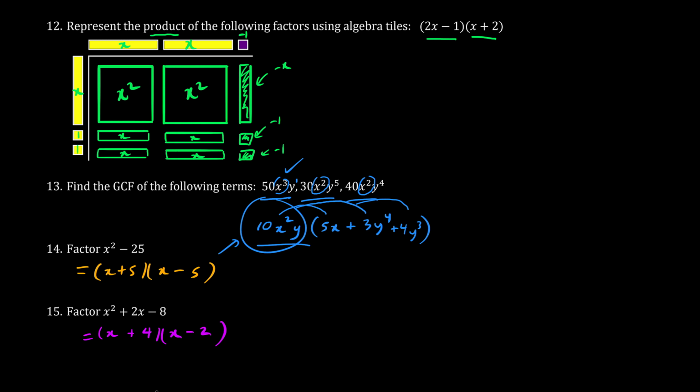We have negative 2. So if you want to verify that these are equivalent, by FOILing this expression out, you'll realize this is correct. X squared minus 2x plus 4x minus 8. Indeed, this is the factored form.